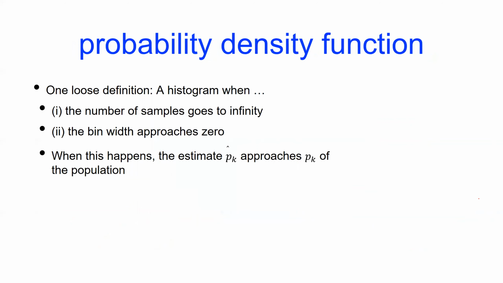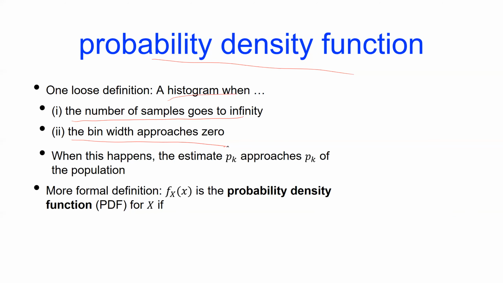Okay, so first, let's see one definition. What is a probability density function, PDF? Okay, so one loose definition is a histogram when the number of samples goes to infinity and the bin width approaches 0. So this is what I try to say. I hope I tell the same story. And then when that happens, your histogram approaches the true distribution of your population.